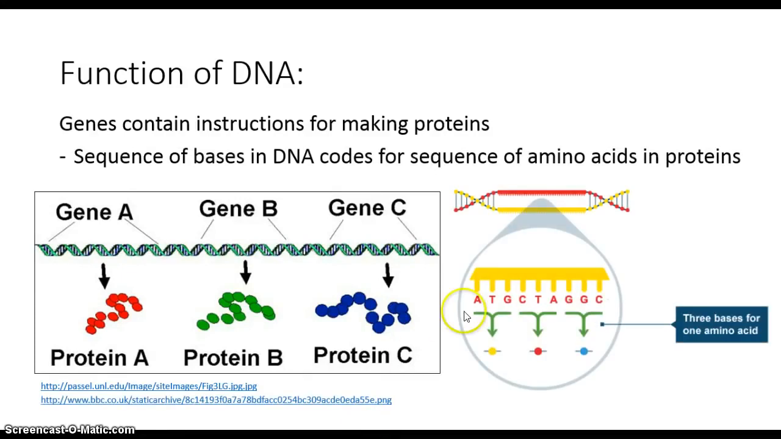The sequence of these bases codes for different kinds of amino acids, being these individual structures that make up the entire protein itself. Each different sequence of three bases in the DNA codes for a different amino acid in the final product. So by changing the sequence of bases, you code for a different sequence of amino acids and therefore a different protein with a different shape and function.